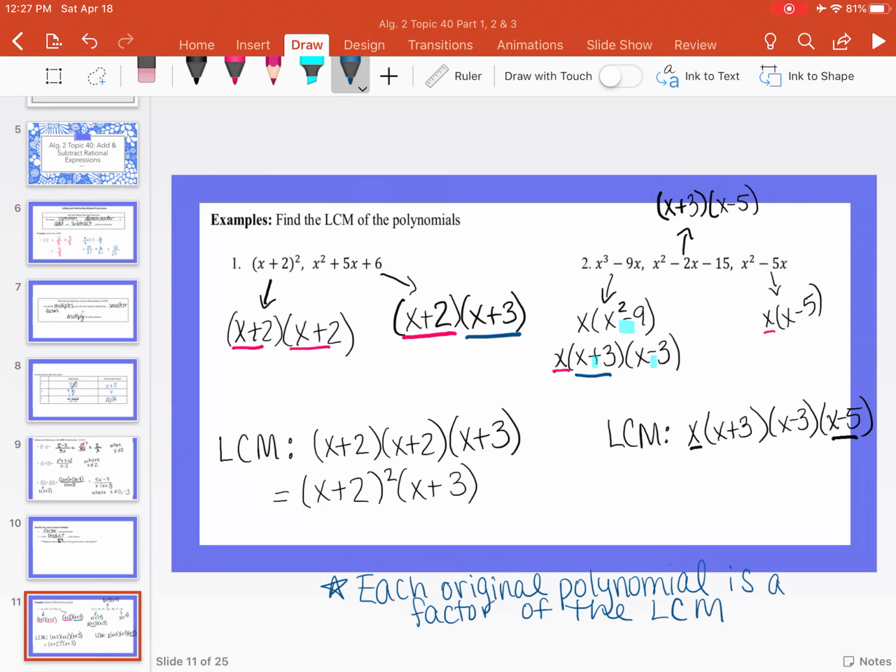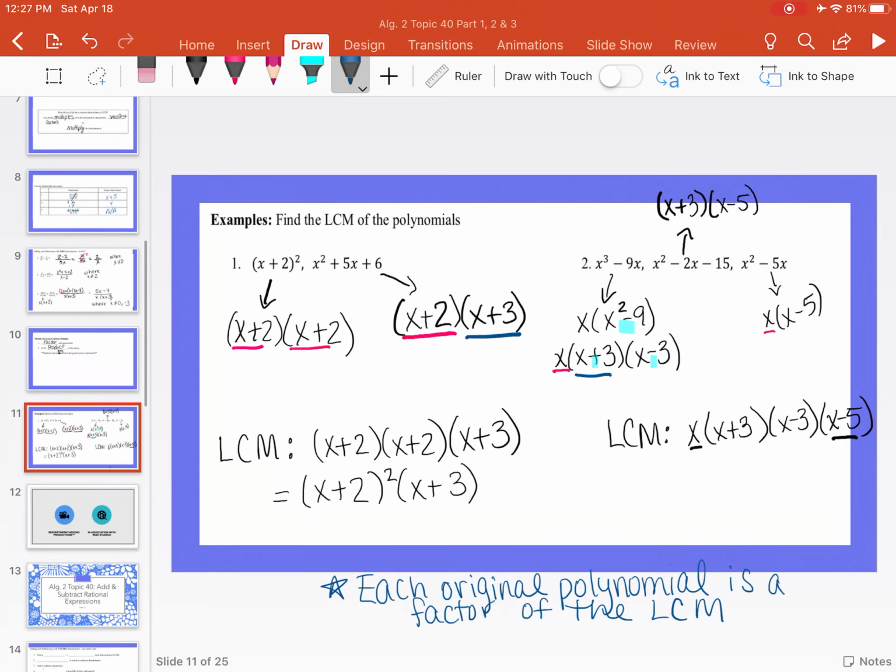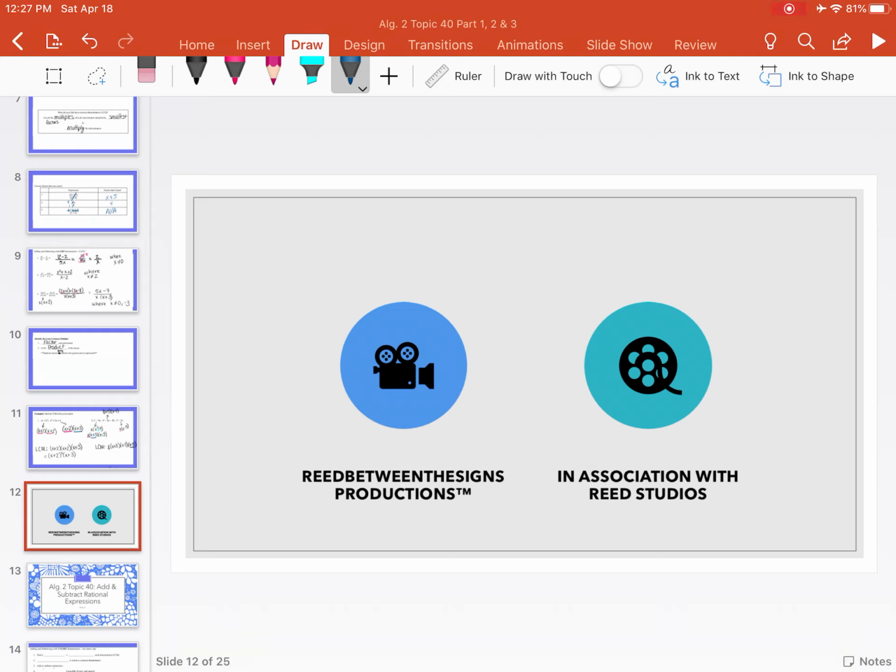And we can visually see that. In example number 2, we see an x plus 3, and we see an x minus 3 in our final least common multiple. With our second polynomial, we see an x plus 3, and we also see an x minus 5. With our third polynomial, we see our x, and we also see our x minus 5. And that is part 1 for topic 40 for adding and subtracting rational expressions.